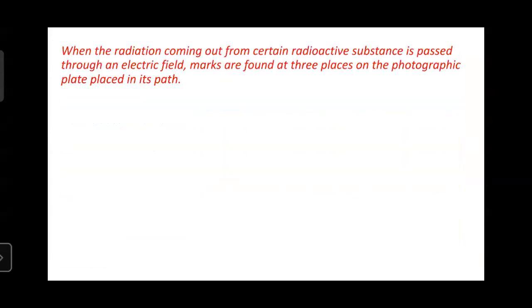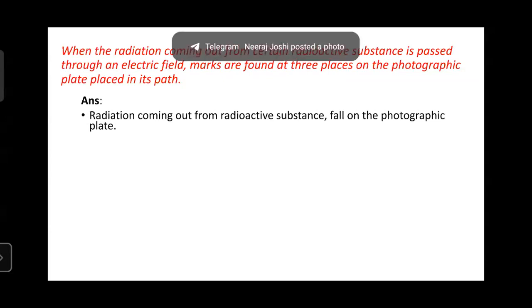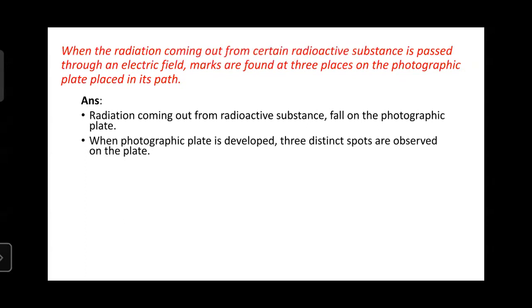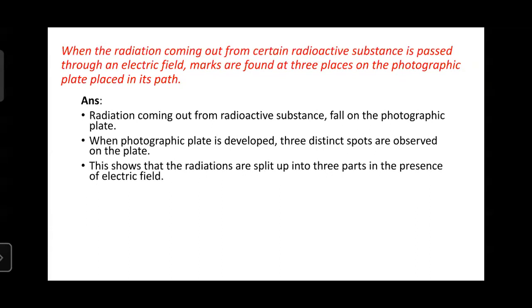Now, next question. When the radiation coming out from certain radioactive substances is passed through an electric field, marks are found at 3 places on the photographic plate, which is placed in the path. So the answer: the radiation coming out from the radioactive substance falls on the photographic plate. When the photographic plate is developed, 3 distinct spots are observed on the plate. This shows that the radiation is split up into 3 parts in the presence of an electric field.